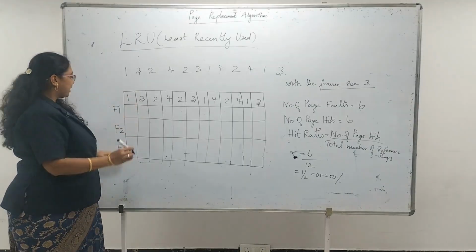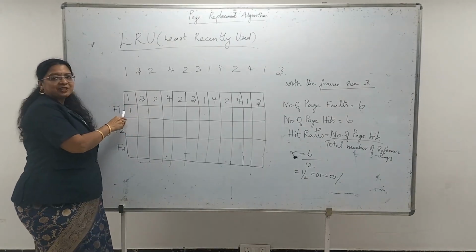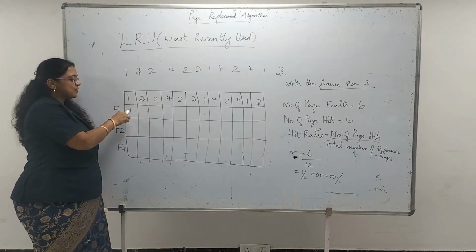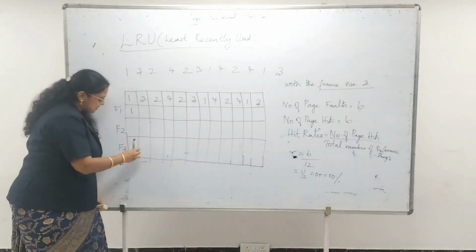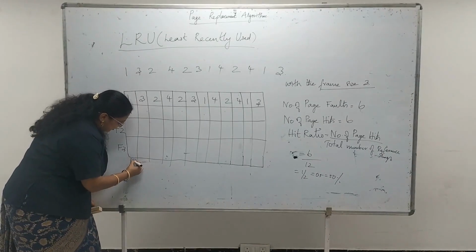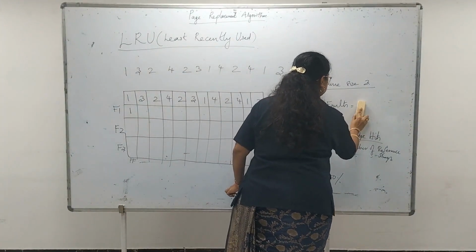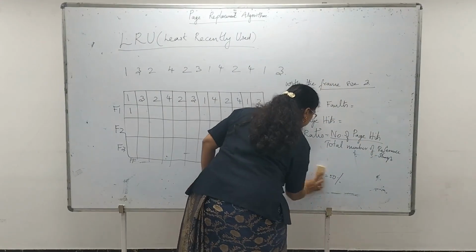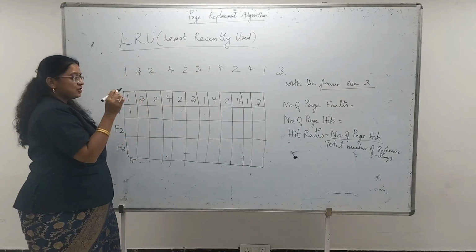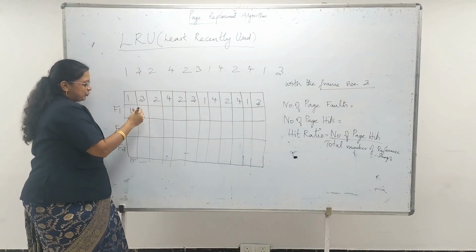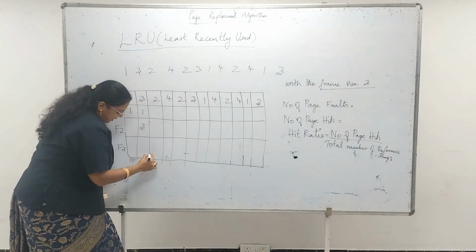So the first page is 1. You are going to insert 1 in your frame. You have to check whether the required page is present in your frame, in your main memory. So 1 is not present in the main memory, hence it is a page fault. Next you check with 3. So 3 is also not present. So 1, 3. That is also a page fault.